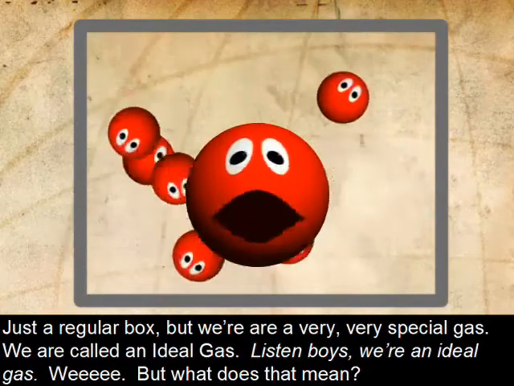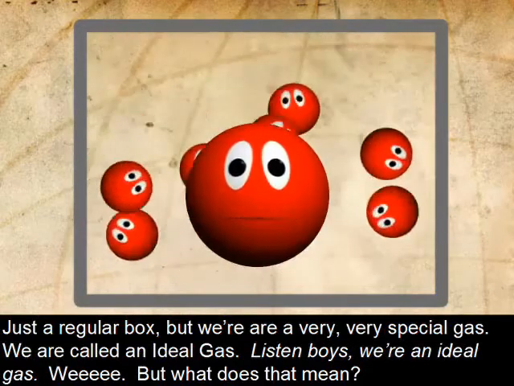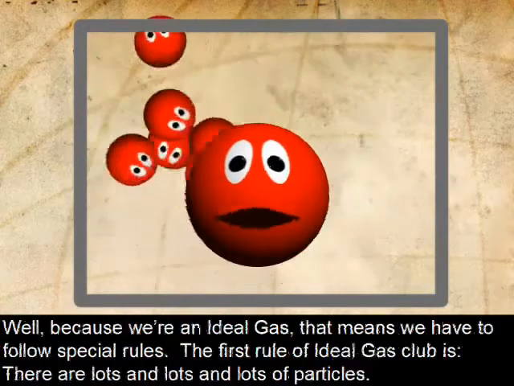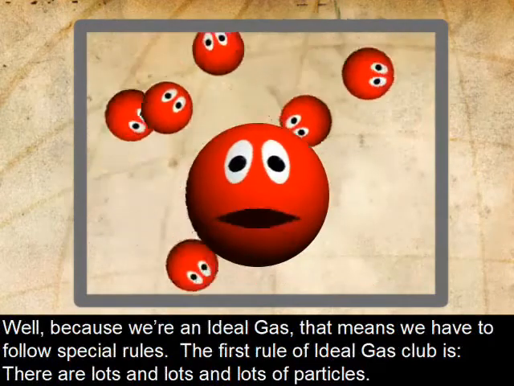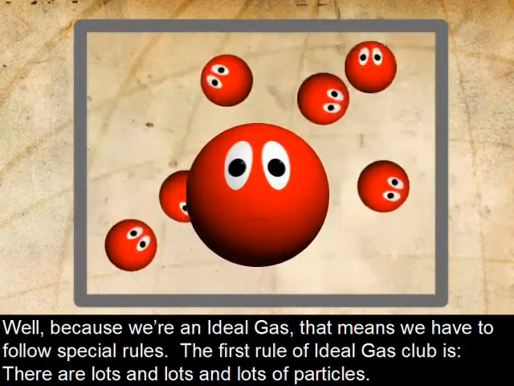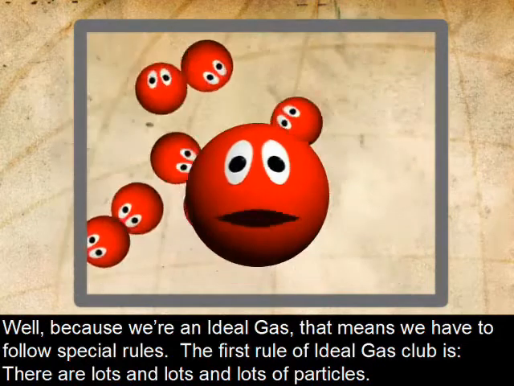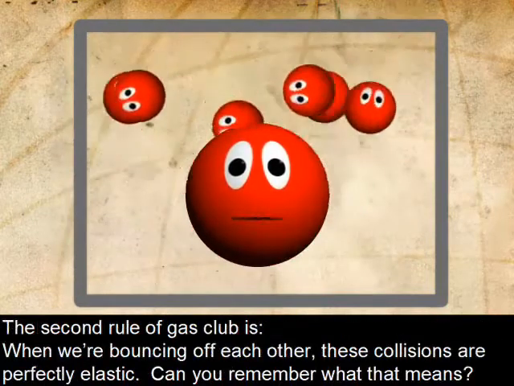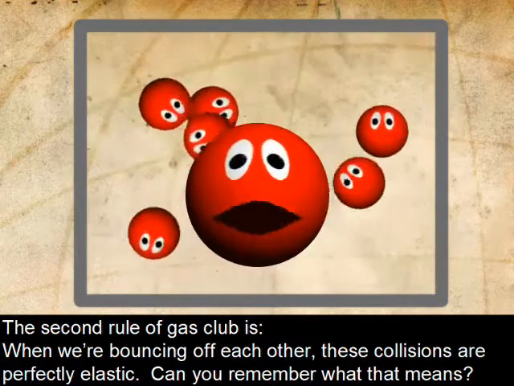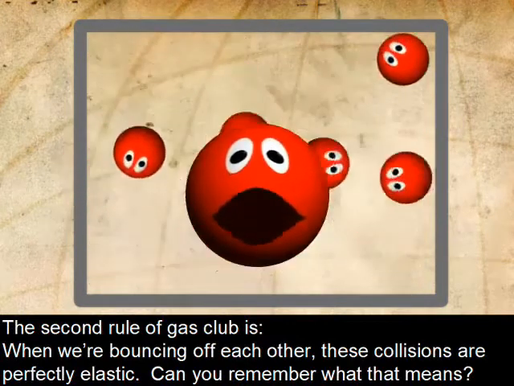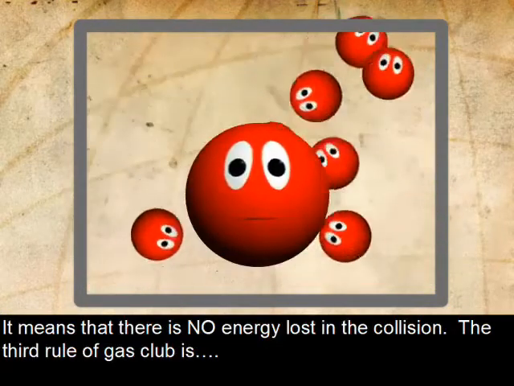Listen, boys, we're an ideal gas. But what does that mean? Well, because we're an ideal gas, that means we have to follow special rules. The first rule of Ideal Gas Club is there are lots and lots and lots of particles. The second rule of Gas Club is that when we're bouncing off each other, these collisions are perfectly elastic. Can you remember what that means? It means that there's no energy lost in the collision.